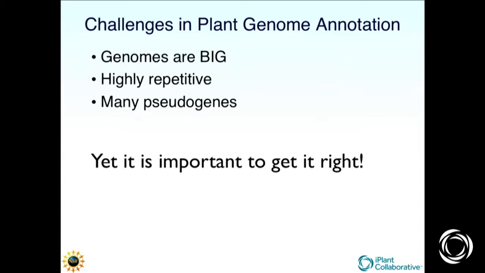So of course, annotating plant genomes is extremely challenging. Even for small genomes, plant genomes are even more challenging. They tend to be very big. For example, spruce is three times the size or six times the size of the human genome. Highly repetitive, up to 90% repeats. There are many things that might look like genes, but are really fragments of genes. Old genes that have lost their structural integrity, pseudogenes, and yet it's extremely important to get it right because you're going to be using these annotations as a basis for your research.